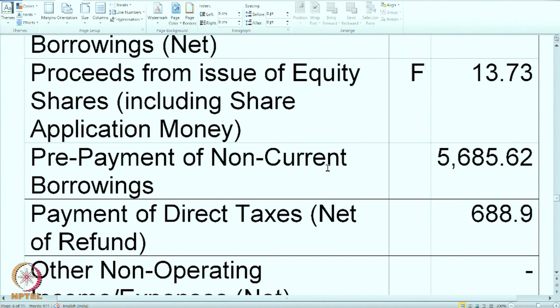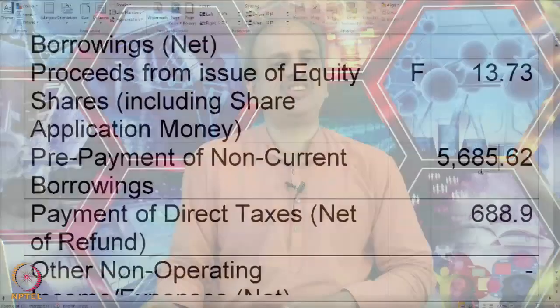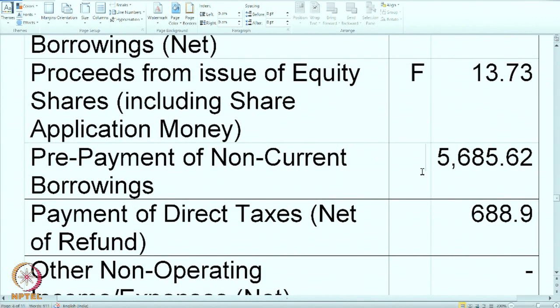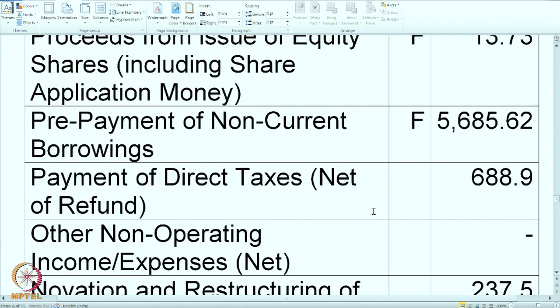Prepayment of non-current borrowings, this is a big amount, the company had taken some loan but it is non-current in nature, and it has been prepaid. That means if the loan is taken for 10 years, they have repaid it within 8 years. Still, since it is non-current in nature, it is for raising of funds, so we will mark it as F. Payment of direct taxes, net of refund, this is O, because taxes are treated as an operating item. If you remember the format, we will calculate all items first and at the end we write the payment of taxes.